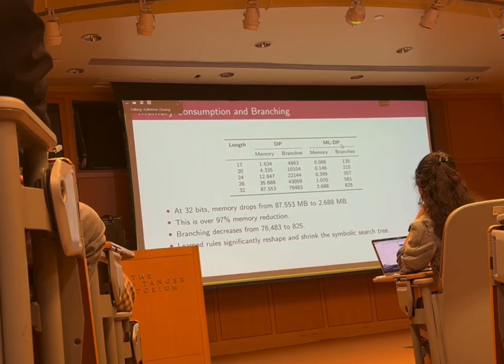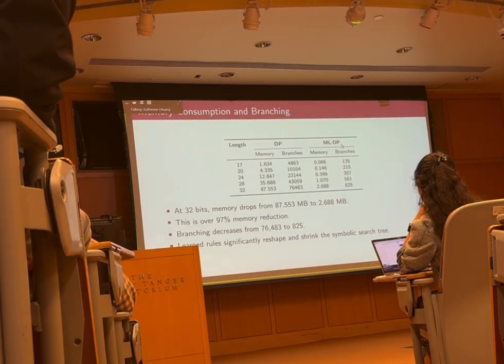And for the memory consumption and the branching performance, the machine learning DP method is pretty strong there. We didn't list the baseline and the MinK method there because they are not using the same mechanism as the DP and machine learning DP, so they are not comparable. As we can see, there is an over 97% memory reduction from the machine learning DP to the original naive DP method. And the branching decreases from 60,000 to no more than 1,000.